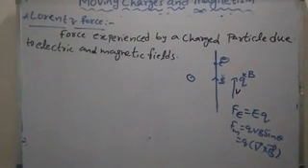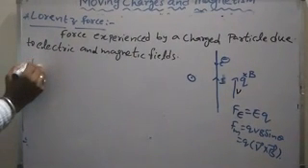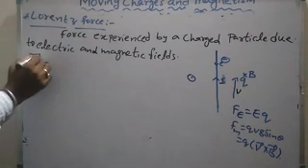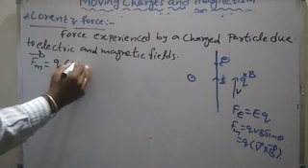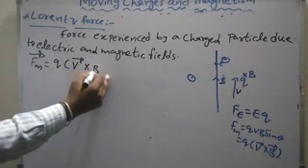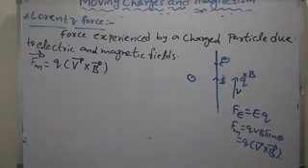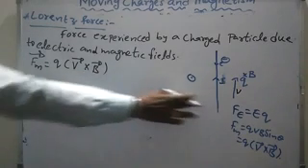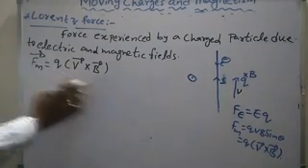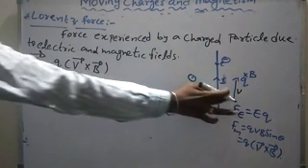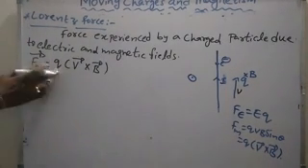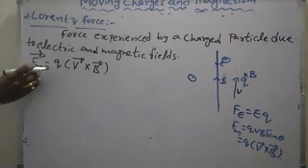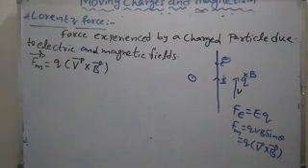Magnetic force. What is the magnetic force experienced by a charged particle, friends? Fm bar is nothing but Q into V bar cross B bar. Already we understood this one. This B bar is produced by whom? The current carrying wire. It is the external magnetic field. V bar is the velocity of the charged particle. Q is the magnitude of charge of the particle. This is the magnetic force experienced by a charged particle in a magnetic field.